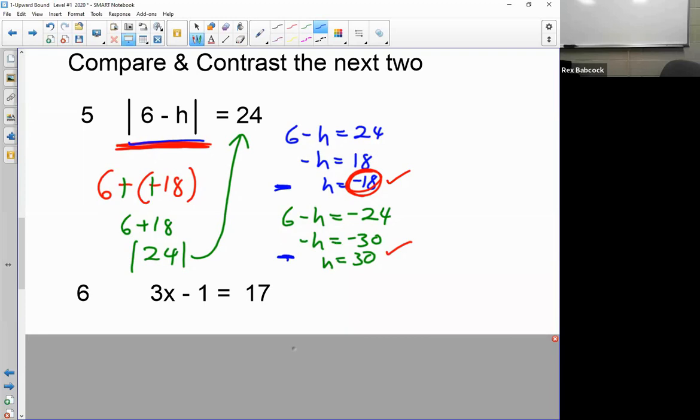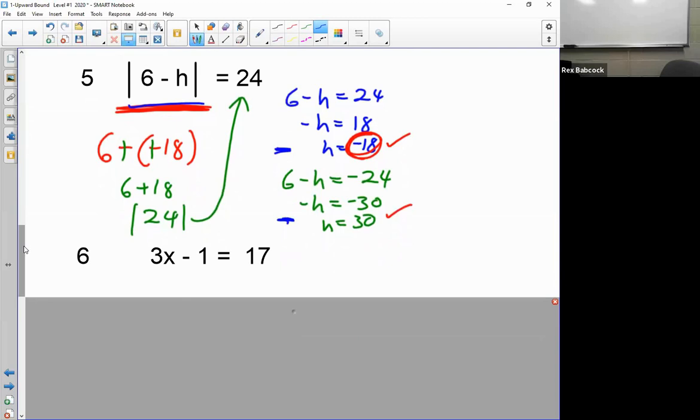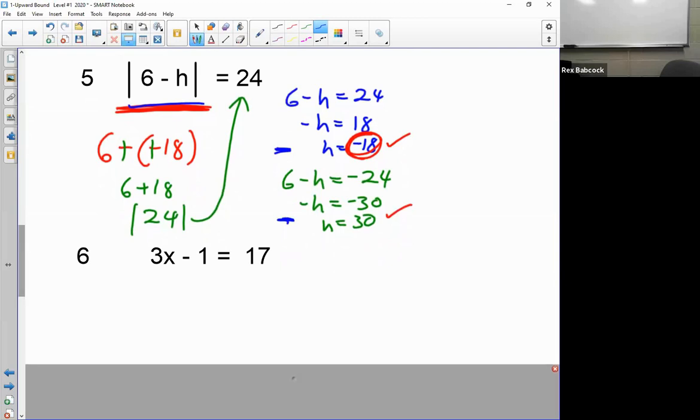Look at number 6. Compare and contrast. How's that different? What stands out? There's no absolute value. So there's probably just one answer. We've worked both types of problems. Go ahead and work that one out. I'm going to give you 30 seconds. What is X? It says you triple a number and subtract 1 and get 17. What is X? Should be able to do that without me telling you. Take about 30 seconds.